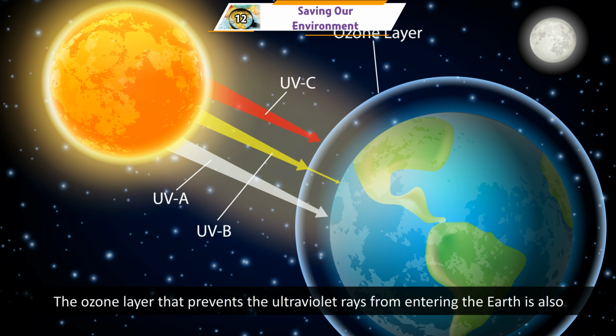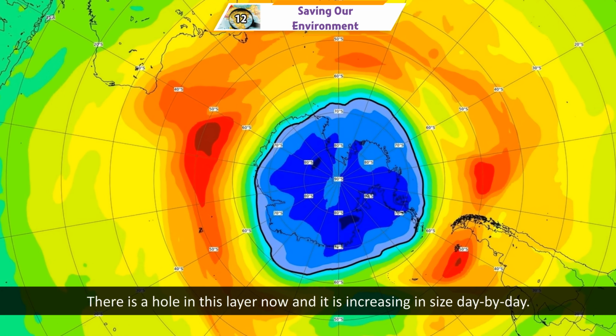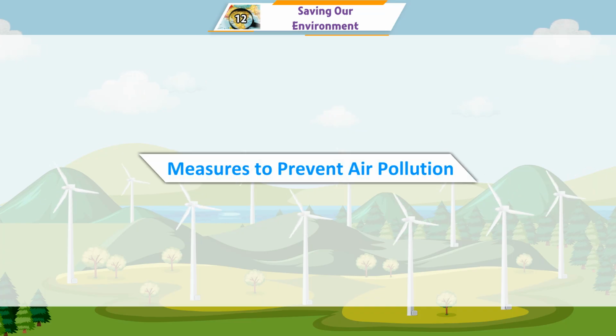The ozone layer that prevents the ultraviolet rays from entering the earth is also affected by air pollution. There is a hole in this layer now, and it is increasing in size day by day.